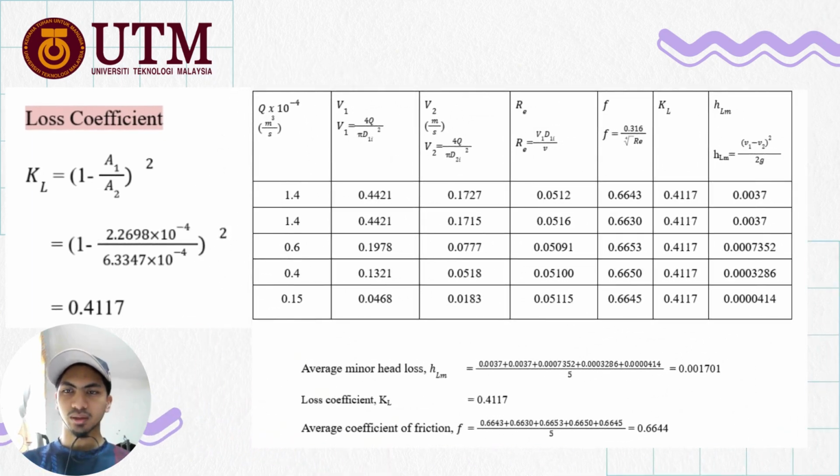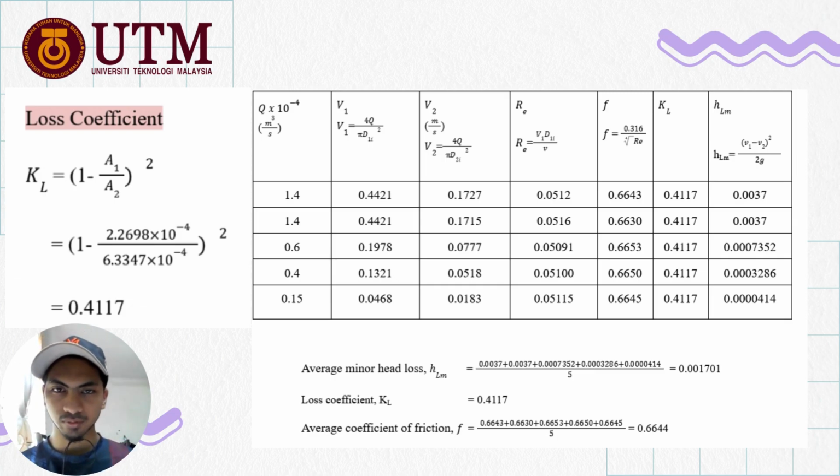So after we get the cross-sectional areas for the inlet and outlet, we want to find KL, the loss coefficient, with the formula 1 minus A inlet over A outlet, squared. After that, we get 0.4117. The loss coefficient is used for all pipe readings at the sudden enlargement, because we use the same pipe section. After that, we can find V1 and V2.